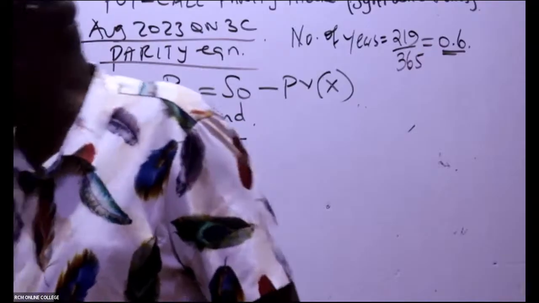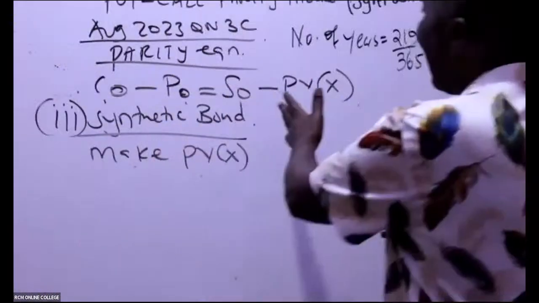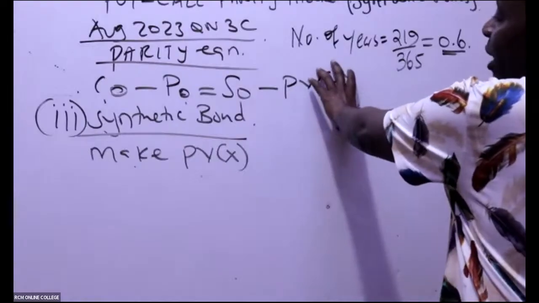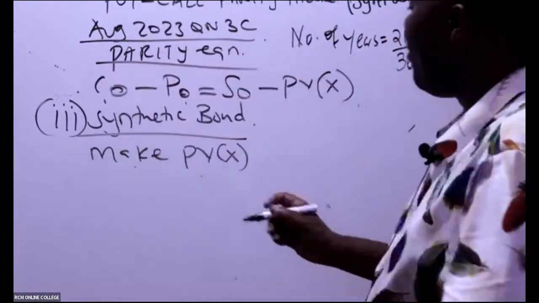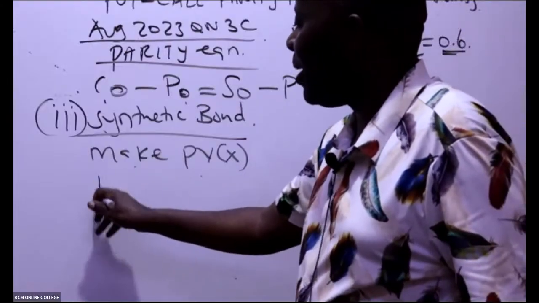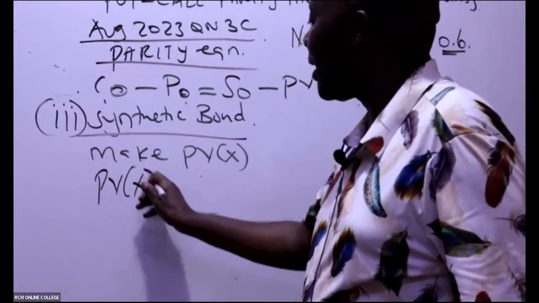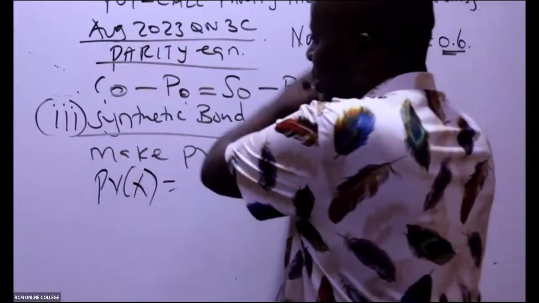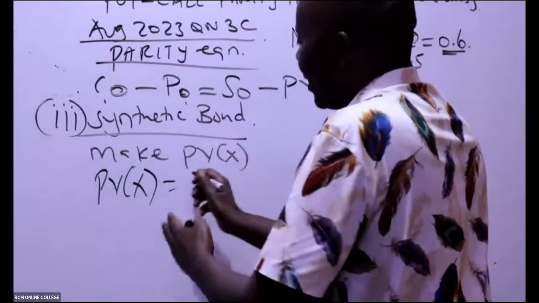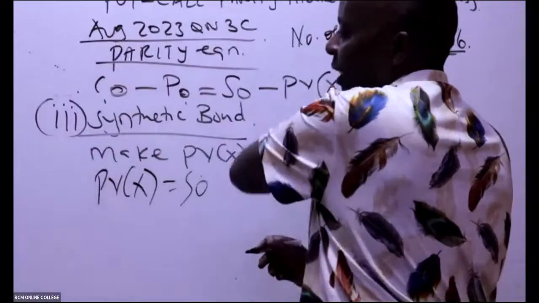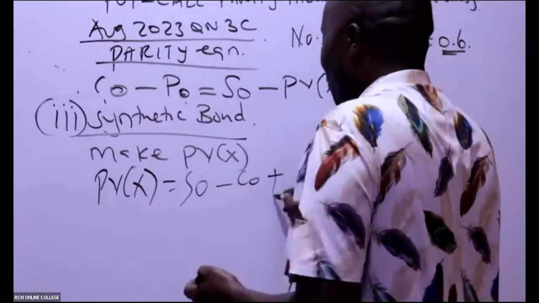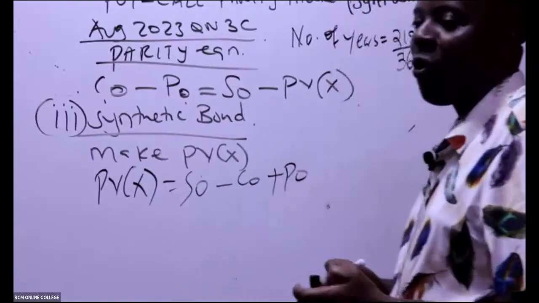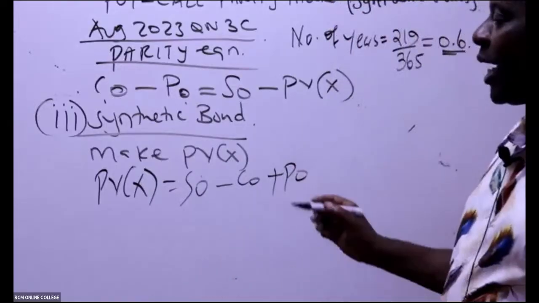Okay, so let's try in this case here, making PVX the subject. So you can take this to the other side. If I take this to the other side, it will be PVX positive, because I've pulled it to the other side. And then this remains SO. And then I pull this to the other side. Here, this becomes negative CO. This becomes plus what here, somebody? Plus PO, like that.